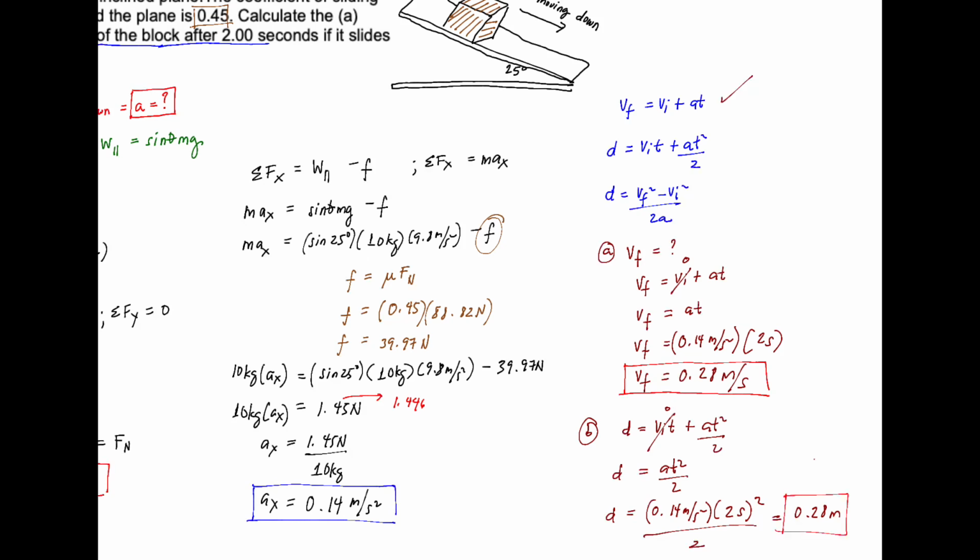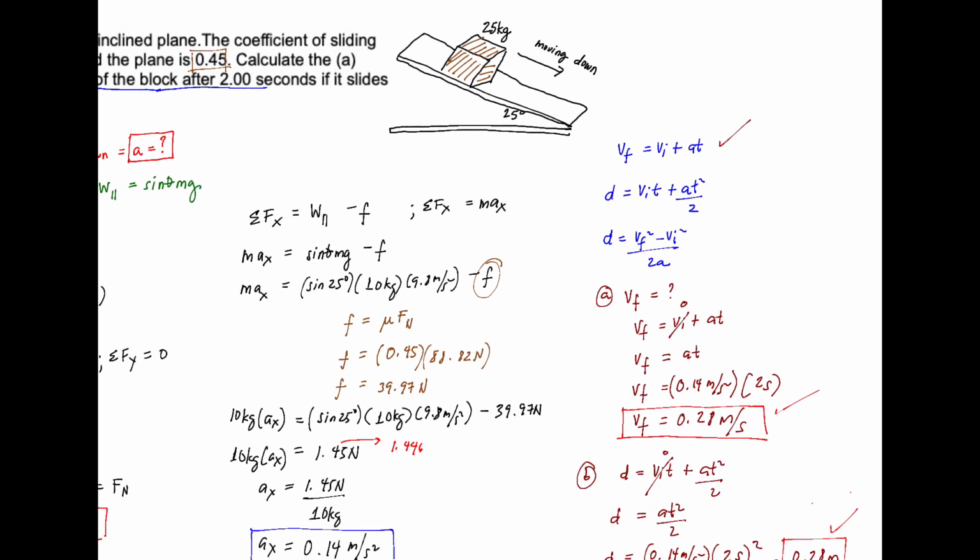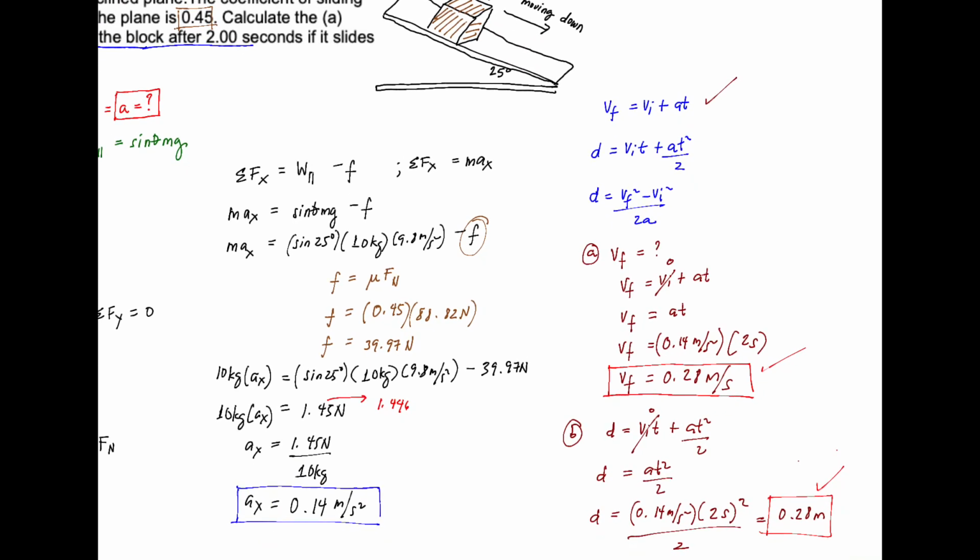And that's it. We already solved for the final velocity and for the distance when this 10 kilogram box goes down the inclined plane for around 2 seconds.